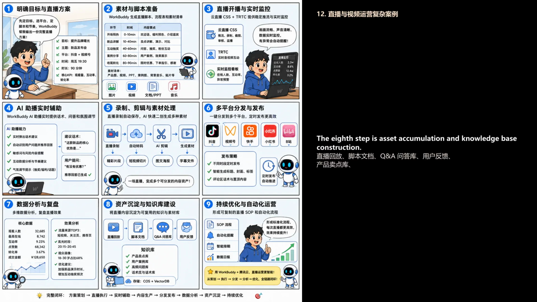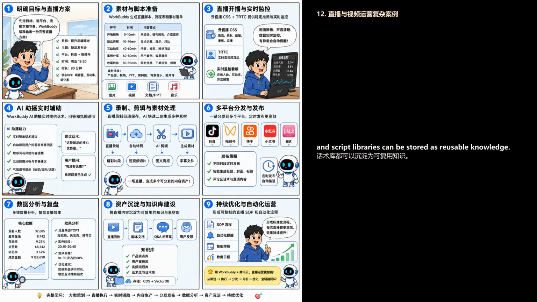The eighth step is asset accumulation and knowledge base construction. Replays, scripts, quick-end libraries, feedback, product selling point libraries, and script libraries can be stored as reusable knowledge. COS and VectorDB can help build long-term knowledge assets.